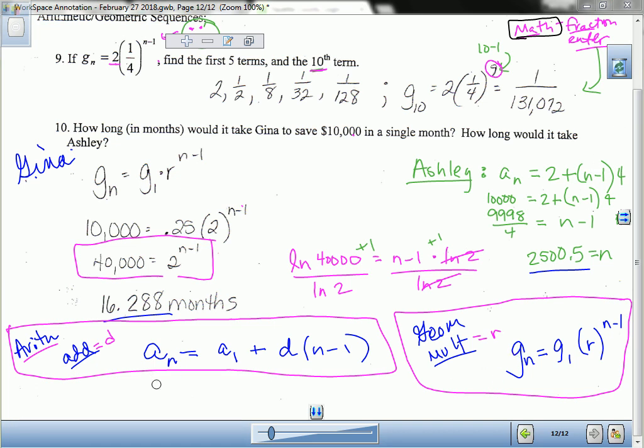Okay, so important parts: arithmetic, adding. Use this formula. Geometric, multiplying. Use this formula. Okay? So what we have today is a lot of practice, and you have the rest of class to practice. So you're practicing using arithmetic, practicing using geometric. All right, if you didn't pick up the worksheet on your way in, it is on the bookshelf. And let's go ahead and give that a try.